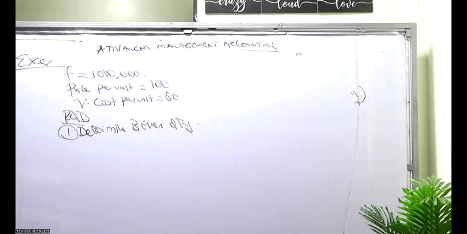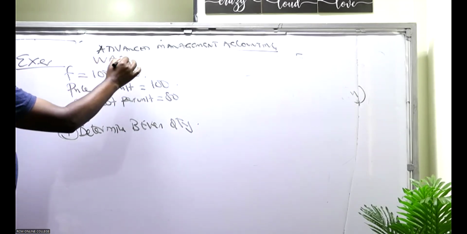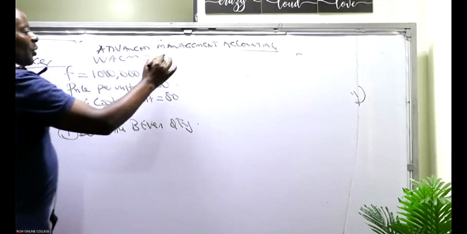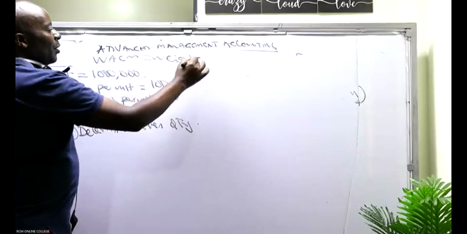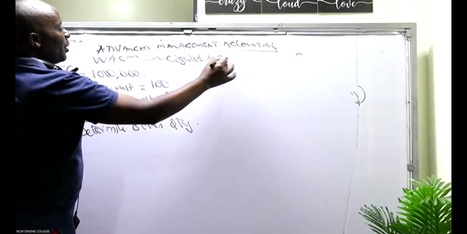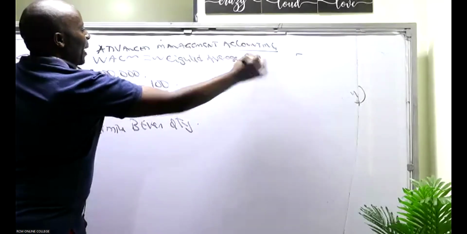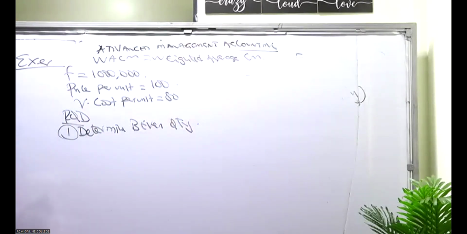What does it mean? Break-even quantity. Are you talking about the weighted average contribution margin? We're going to see the concept of weights, how the weights will come in, for the break-even point. The point at which we break even is the point at which we generate zero profit.